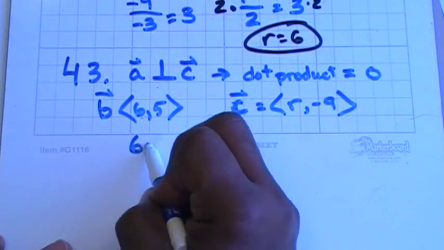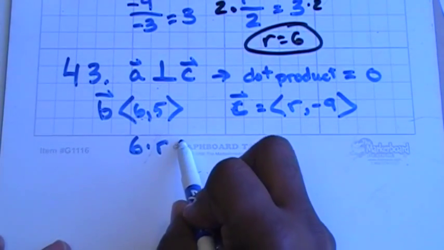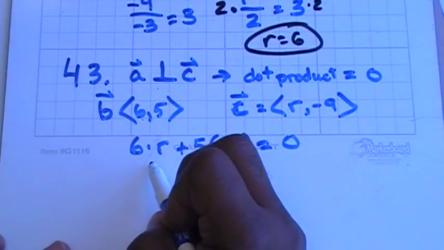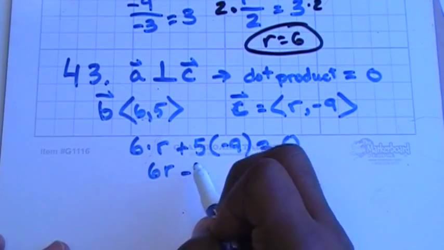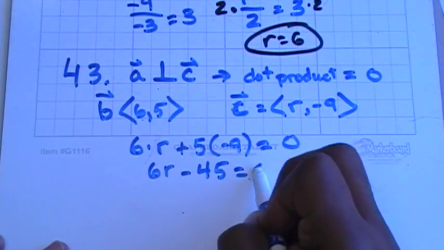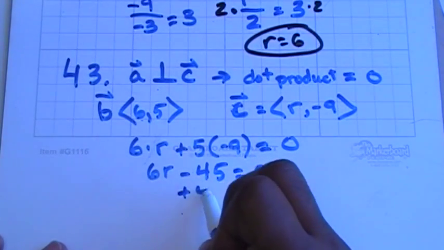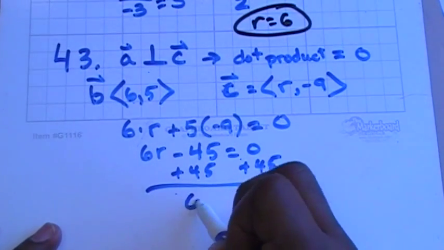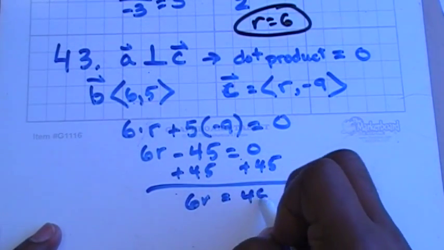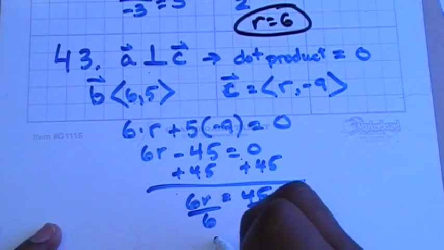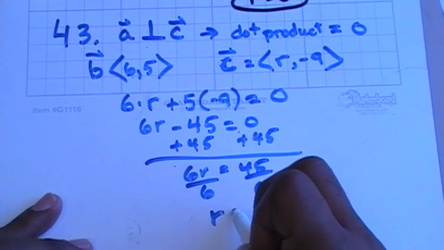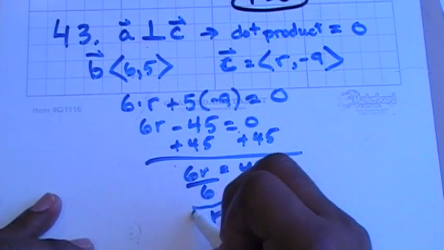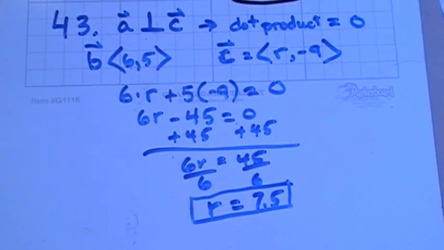We're going to go 6 times r plus 5 times negative 9 must be equal to 0. And that's 6r minus 45 equals 0. Add 45. That's 6r is equal to 45, and r is equal to 7.5. All right, and that's another stamp gone.